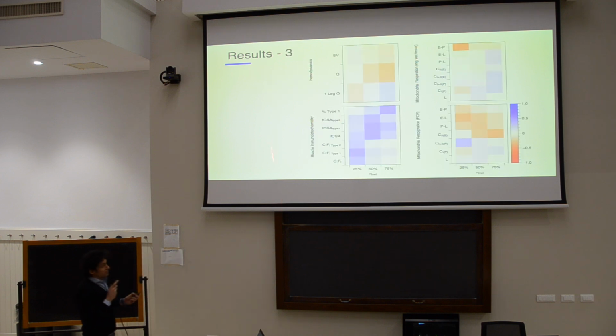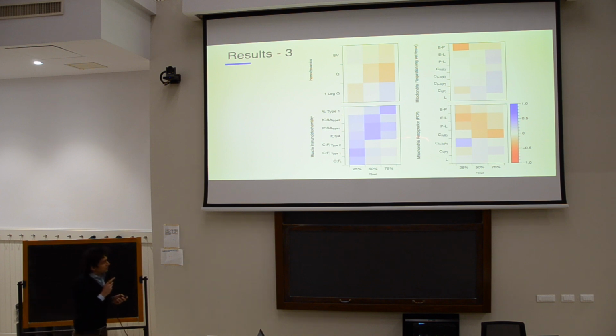And this is just an exploratory heat map where we can see that there is very little correlation of hemodynamics with efficiency, which is expected. There is not too much correlation of mitochondrial respiration, both absolute values and flux control ratio, but there is stronger correlation with the percentage of type 1 fibers, fiber cross-sectional area, and also capillarization.